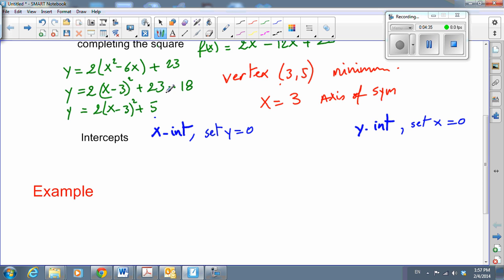So if I wanted to find the x-intercept of the equation we had earlier, I will set it equal to 0. In other words, I will have 0 equals 2 times (x minus 3) squared plus 5. I will subtract 5 from both sides and divide by 2 to get negative 5 over 2 equals (x minus 3) squared. Now I will find the square root on both sides, and the fact that this is negative is going to give me imaginary.